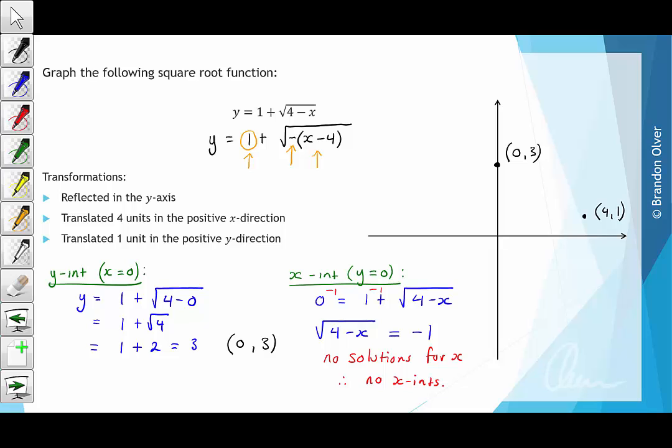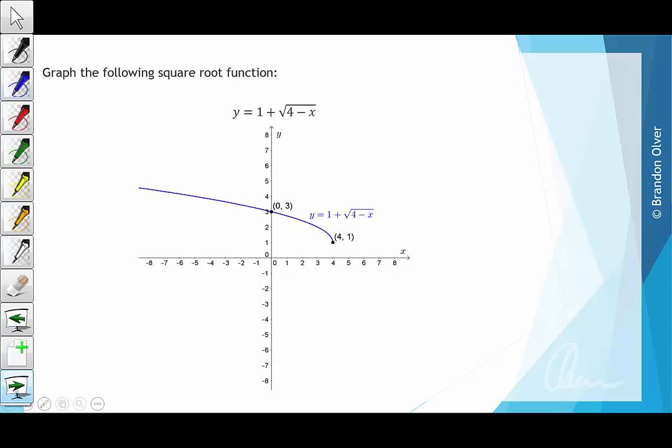So taking into account our translation, we know that we have the graph starting at 4, 1, so it's been translated 4 units in the positive x direction and 1 unit in the positive y direction, and we put our square root graph through those points, and that's the graph of y equals 1 plus the square root of 4 minus x. So in this slide, we've just got the computer to generate a nicer graph, and you can see that there's still a y-intercept of 3 and the end point or starting point of our square root graph at 4, 1.